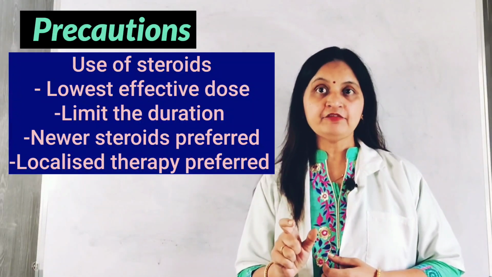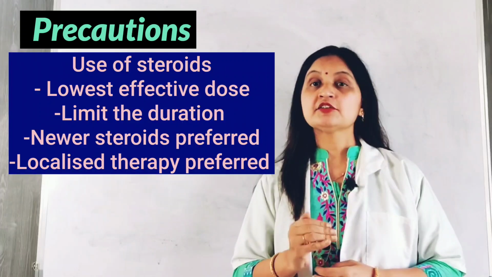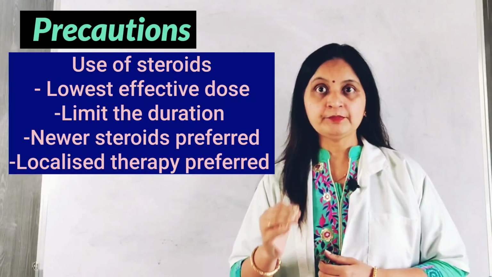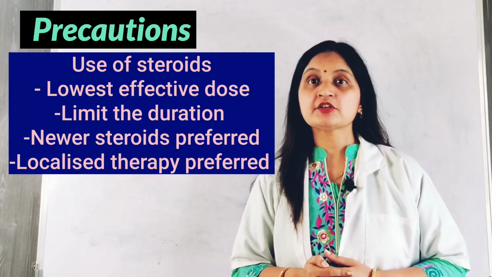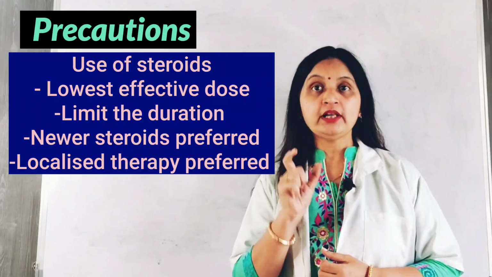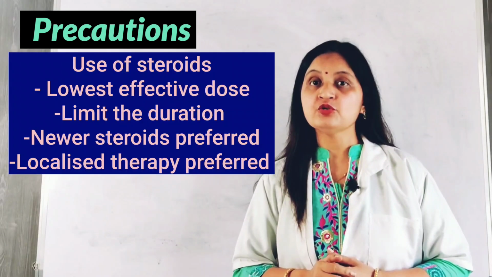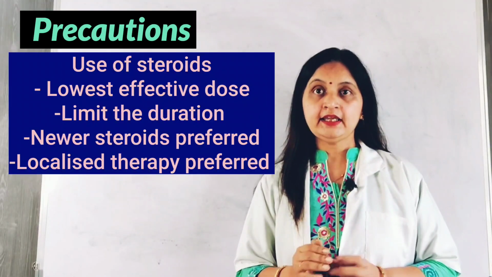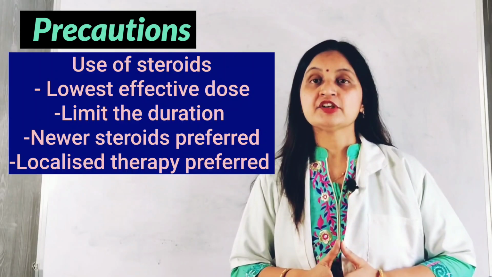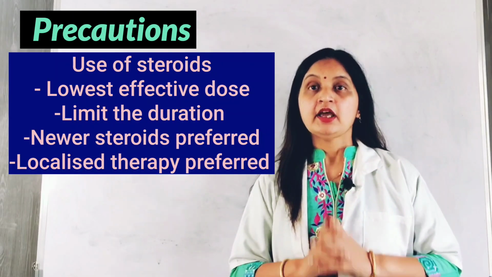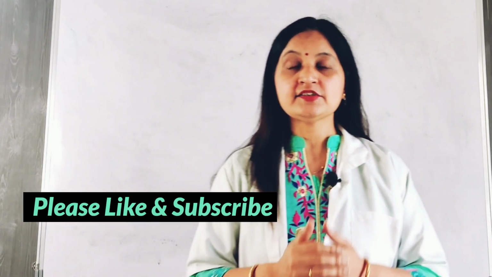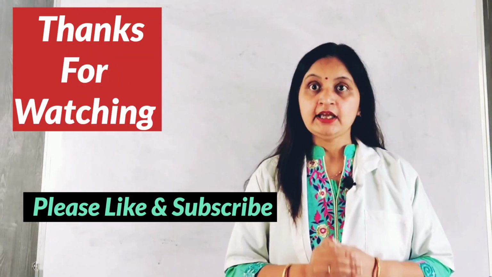The lowest effective dose of the steroid should be used. The steroid should not be used for a prolonged period, as it can increase the risk of systemic side effects. So limit the duration of use of steroids. Thirdly, the method of drug administration into the eye should be correct. Localized drug delivery methods should be preferred over systemic therapy. However, in severe conditions, systemic steroids are essential.